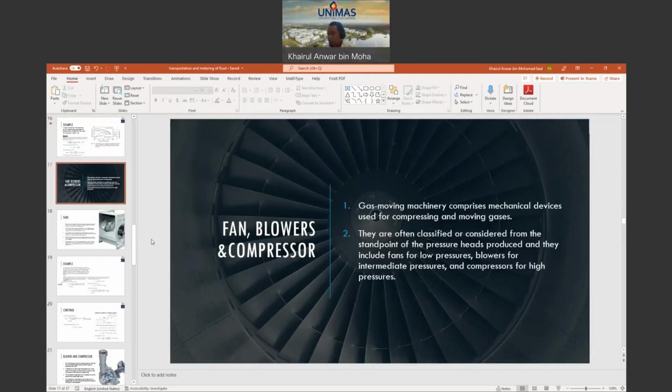Today we're going to learn about fan blowers and compressors. So what are fan blowers and compressors? It's gas moving machinery comprising mechanical devices used for compressing and moving gases. They are often classified from the standpoint of the pressure head, and they include fans for low pressure, blowers for intermediate pressure, and compressors for high pressure. That is the category for fan blowers and compressors.